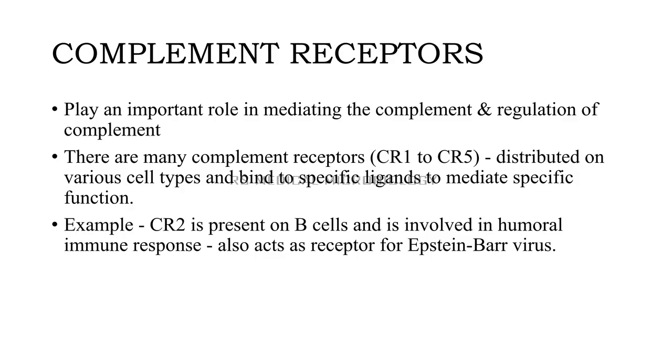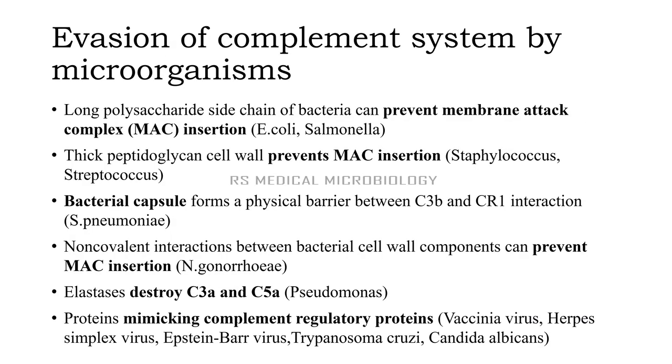Then you have the complement receptors, where the function of these receptors is the complement mediation and regulation of the pathway. Okay, so CR1 to CR5 are there in various types of cells, and they will bind to specific ligands to mediate specific functions. For example, CR2, which is present on B cells, will be involved in the humoral immune response. It can also act as a receptor for attachment of Epstein-Barr virus.